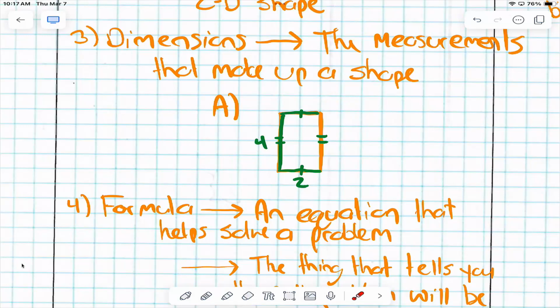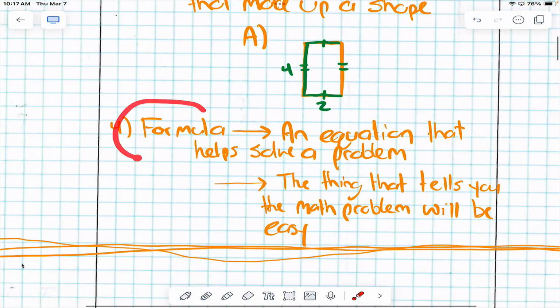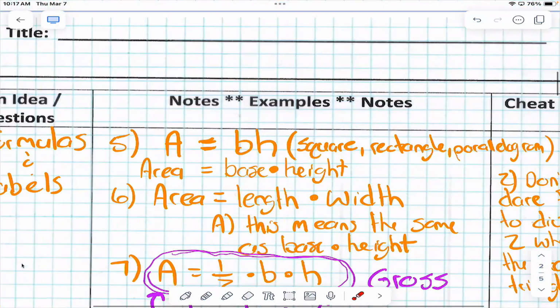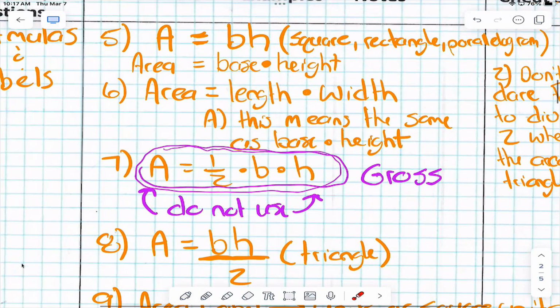What is that thing that helps us solve a problem called? Formula. Nice job. We're off to a good start. Everyone's eyes still up on the screen? Here's a formula, actually. It's A equals BH. What does that stand for? Base times height. Area equals base times height.